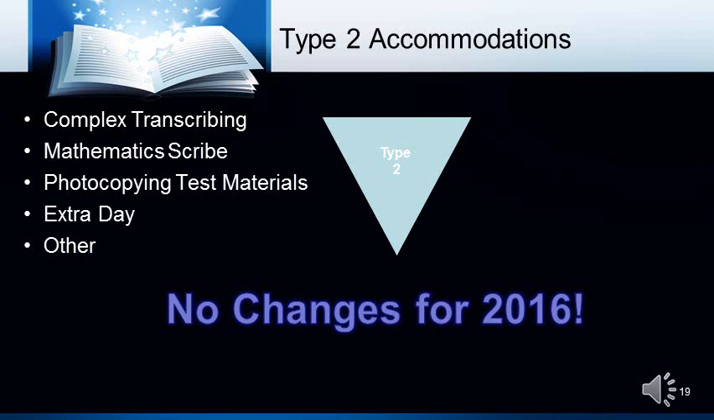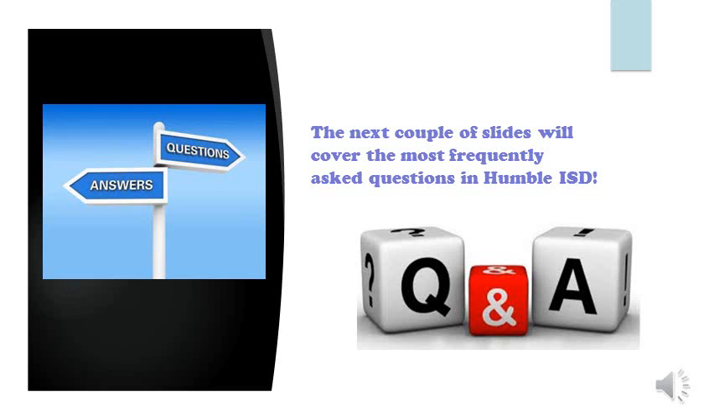These are the Type 2 accommodations. Again, all of these require additional approval by TEA. There have not been any changes to these policies for 2016. The next couple of slides will cover the most frequently asked questions in Humble ISD regarding accommodations.